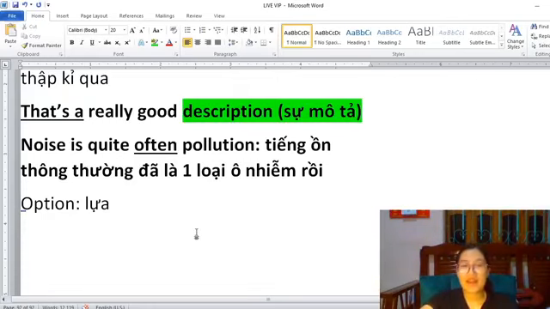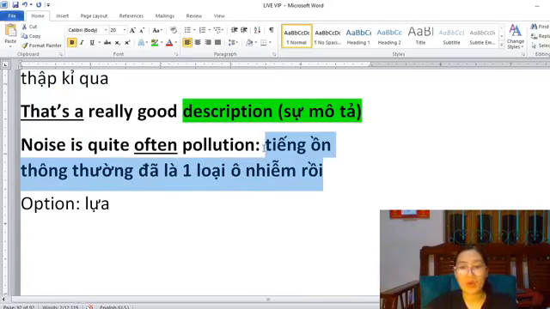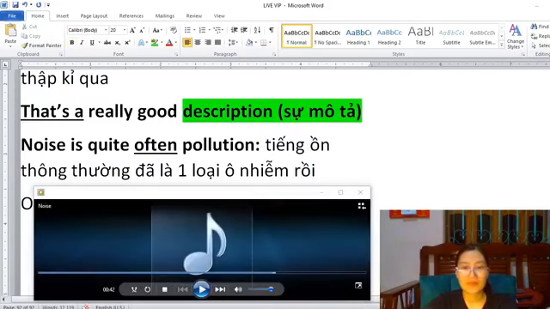Noise is quite often pollution. Tiếng ồn thông thường đã là một loại ô nhiễm rồi. Ok chưa nào? Xong nha, các bạn đã comment được rồi nha. Cô đọc lại một lần cuối nha. Từ này có từ noises. Ở đây đang nối âm đúng không ạ? Noises. Noises quite often pollution. Tiếng ồn thông thường đã là một loại ô nhiễm rồi. Nghe tiếp.